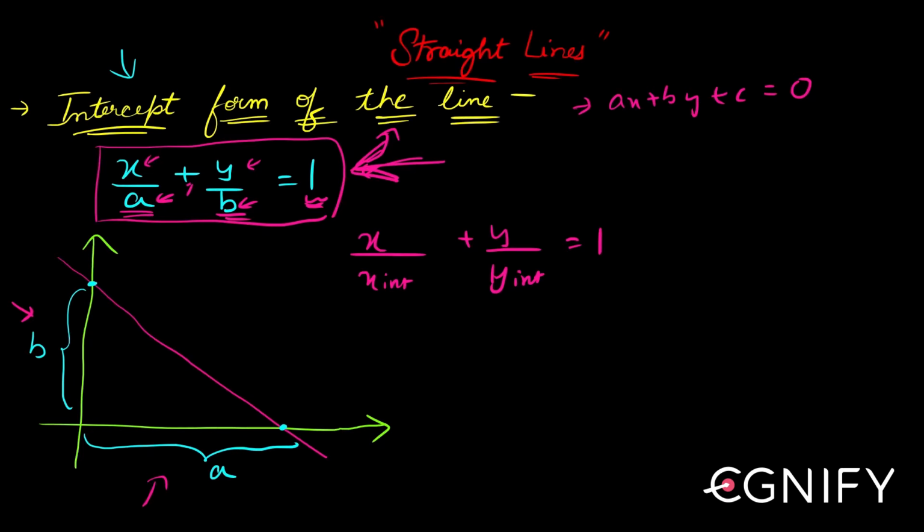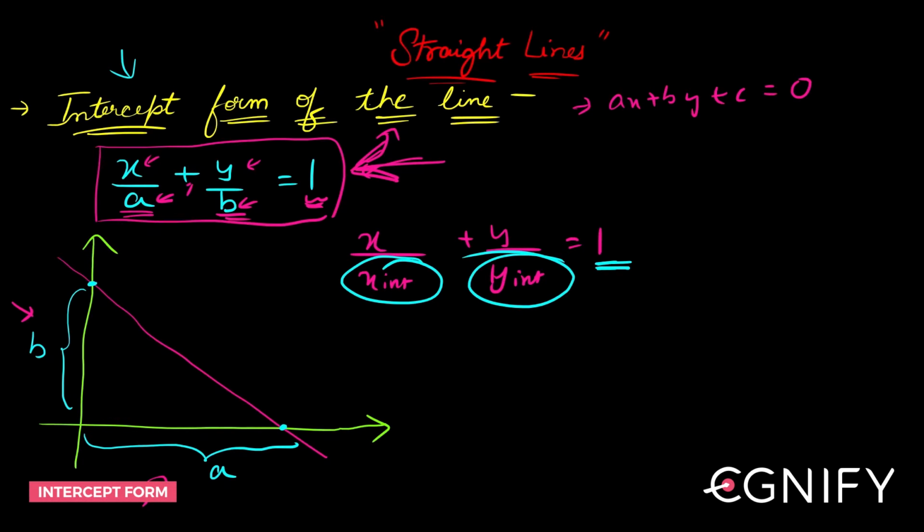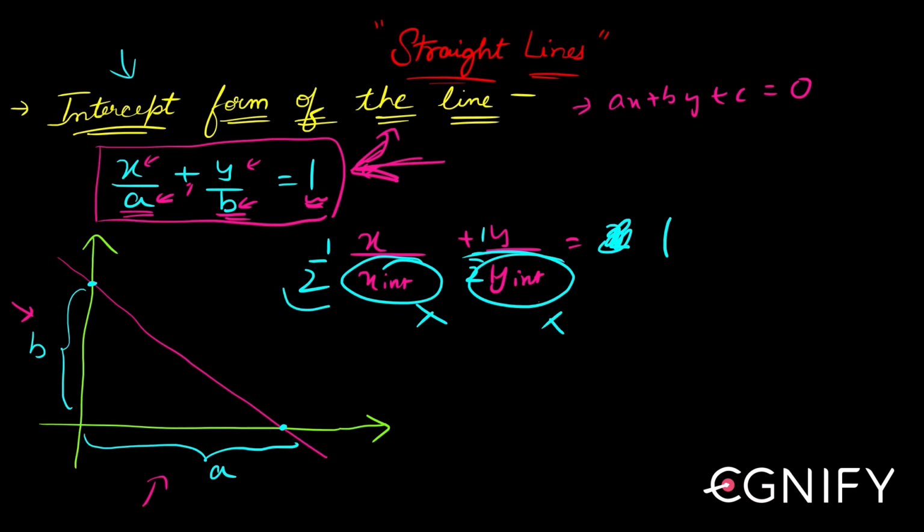Remember, be very, very careful. You should have a 1 here. Only if you have a 1 here, then these two quantities will represent your x and y intercepts. If you have something like a 2, then they won't represent x and y intercept. Then in fact you have to divide on both sides with 2 further. So if you have a 2 here, then you have to make this 1 by 2 and make this 1 by 2 and make this as 1, right? Only then you can say that this 2 into x intercept is your actual x intercept. This 2 into y intercept is your actual y intercept. So you should have a 1 here. That's a word of caution for you.